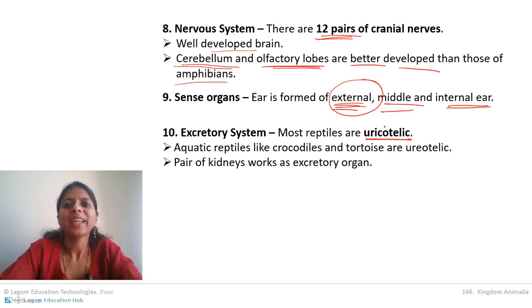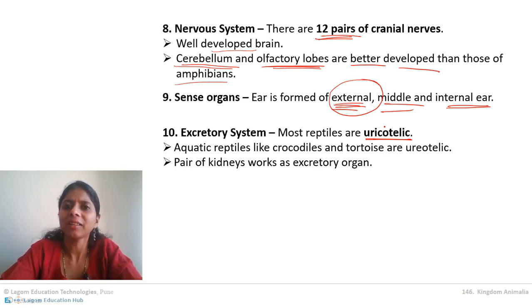Excretory waste is uric acid. Uric acid means for their excretion very little amount of water is required. So already reptiles are surviving in a desert climatic condition. So obviously they need to be uricotelic.